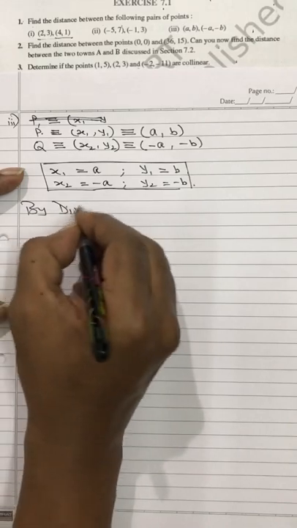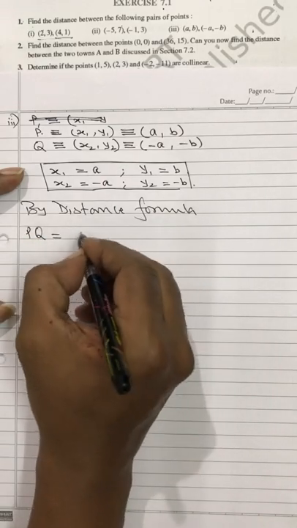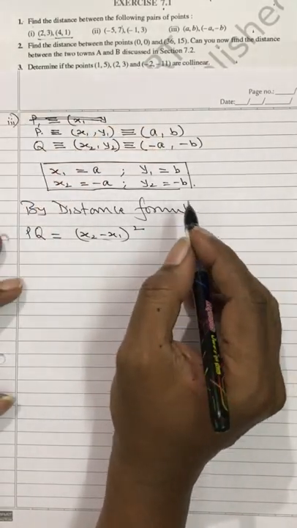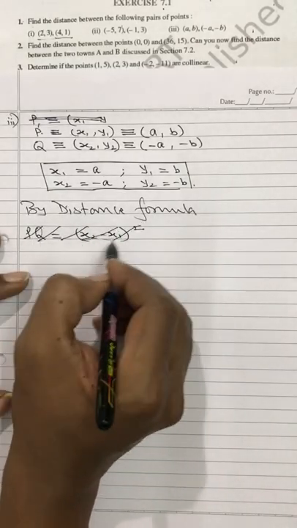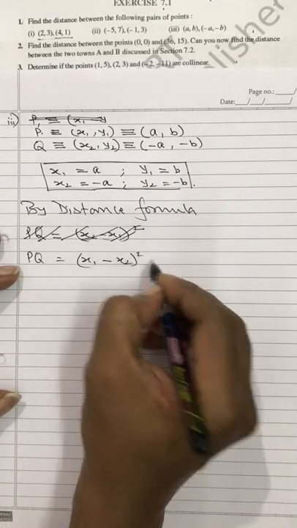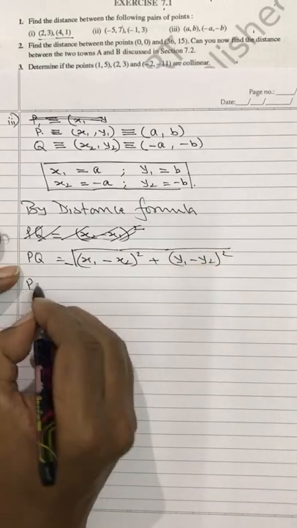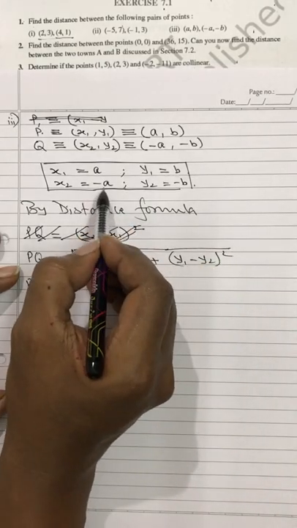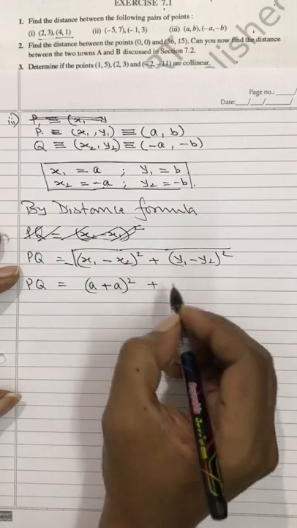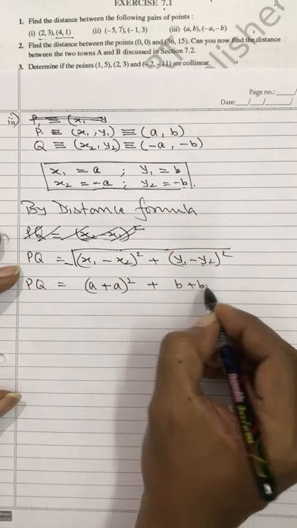Now I will write the name of the formula that I'm going to use. By distance formula, PQ is equal to X2 minus X1 the whole square. I should have taken X1 minus X2 because these both are negative. Okay, I'll take in that way only. When there is both negative, it is always better to write in this way. PQ is equal to X1 minus X2 the whole square plus Y1 minus Y2 the whole square, and then I'll write the root of this. Because see here now what will happen, X1 minus X2, A minus minus A will give me A plus A the whole square, plus B, Y1 minus Y2, B minus minus B will give me B plus B the whole square.